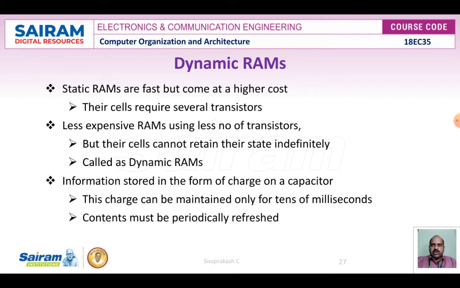Information is stored in the dynamic memory cell in the form of a charge on a capacitor, and this charge can be maintained only for tens of milliseconds. So the content must be periodically refreshed. Hence, this is called dynamic random access memory.